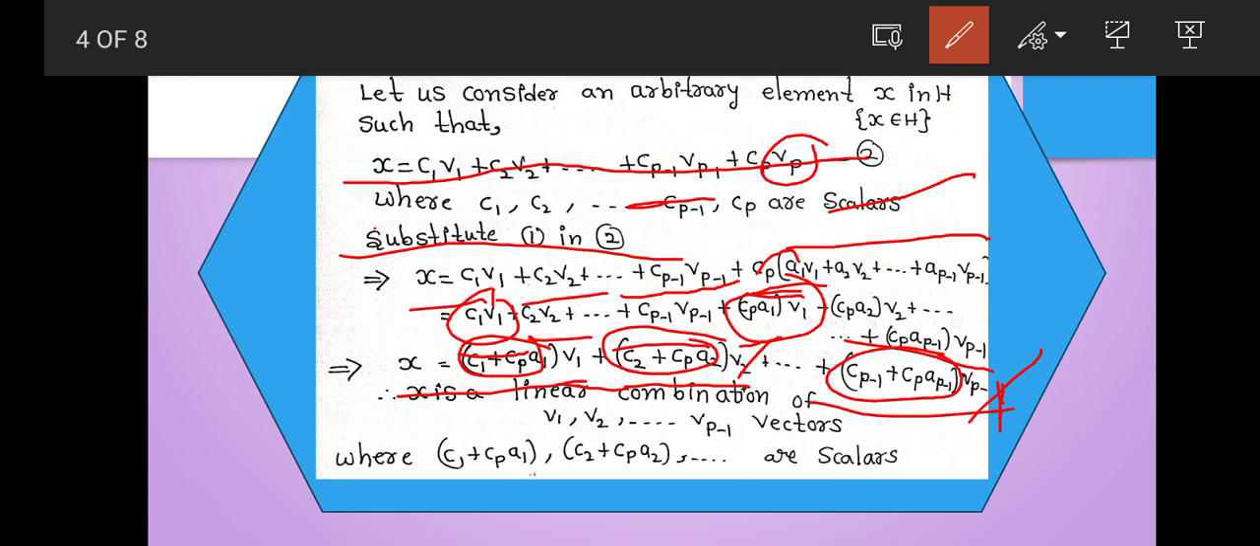So it is a linear combination of the vectors v1, v2, up to v(p minus 1). So we can write it as x is equal to span of v1, v2, up to v(p minus 1). Can we? Yes, we can. It is of the form of a linear combination. We just recall that span means a linear combination of scalars and vectors. The expression is in the form of a combination of scalars as well as vectors, so we can write it as span of v1, v2, up to v(p minus 1).